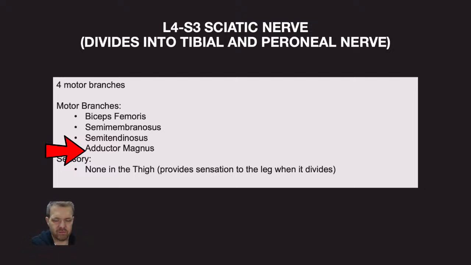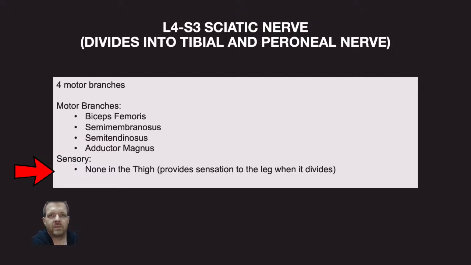It's often called the 5th hamstring. And you go, why is it the 5th? Because we've only got 3. Well, biceps femoris is 2. Okay, so you've got 2 heads on the biceps femoris, semimembranosus, semitendinosus, and adductor magnus. So those are your 5 hamstrings, if you like.